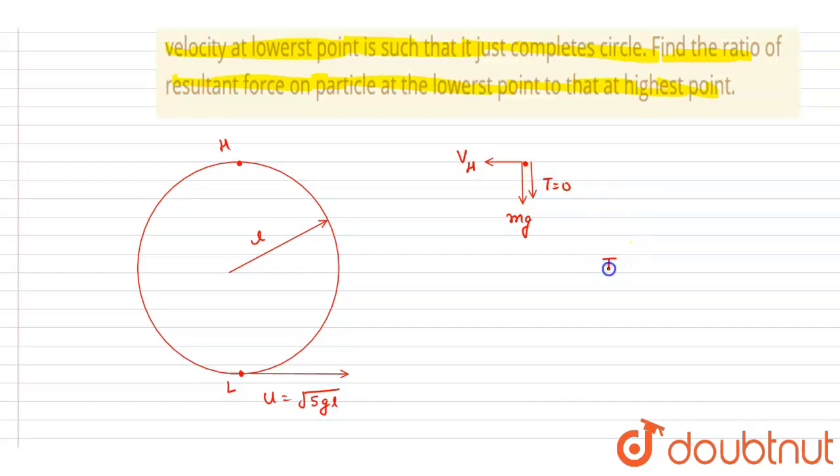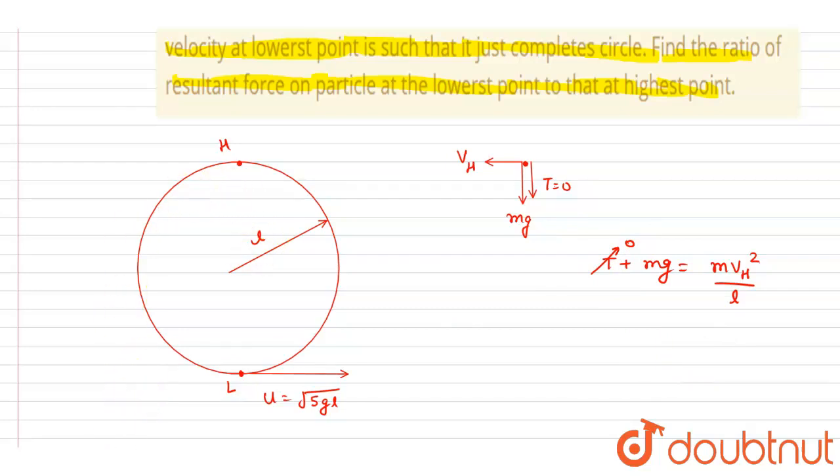Since if you see the equation, mg is equal to m vh square by L. So we have given just enough velocity to complete the circle, right? So the velocity at the highest point is also minimum. So just make this tension equal to 0. So we will get this equation, right?